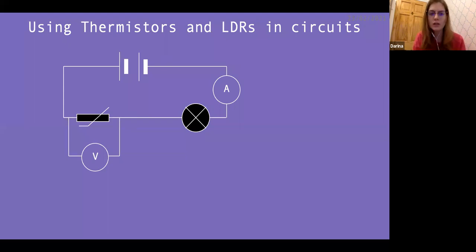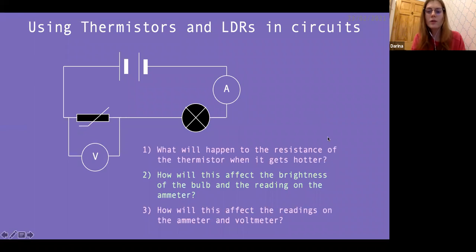Okay, so I've got a couple of questions about this circuit then. So if everyone could have a think about, and remember, I just talked you through this, but now I want you to explain it in your own words. So firstly, what will happen to the resistance of the thermistor when it gets hotter? Anyone have any ideas?